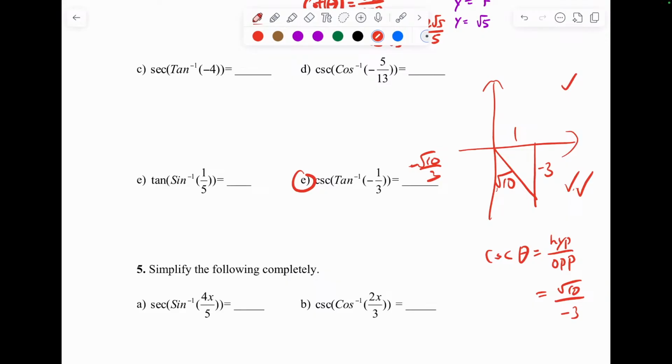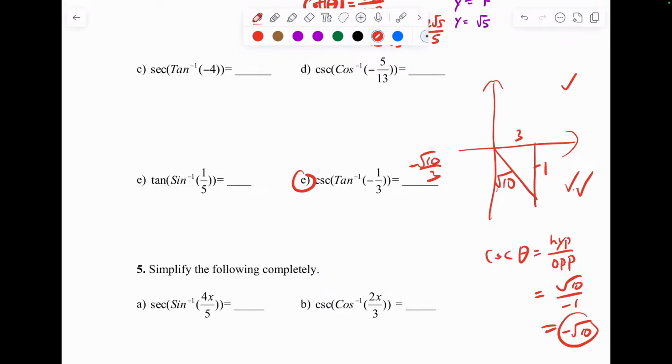Wait, hold on a second. Oh, I got this wrong. Sorry. This is 1 over -3. No, sorry, this is the -1. So my fault. So that's equal to what? Okay, it's square root of 10 over -1. So it'll be negative square root of 10.